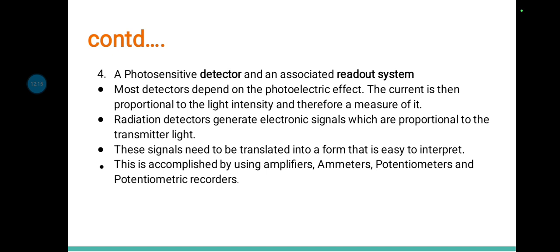The next one is a photosensitive detector and an associated readout system. Most detectors depend on the photoelectric effect. The current is then proportional to the light intensity and therefore a measure of it. Radiation detectors generate electronic signals which are proportional to the transmitted light. These signals need to be translated into a form that is easy to interpret. This is accomplished by using amplifiers, ammeters, potentiometers, and potentiometric recorders.